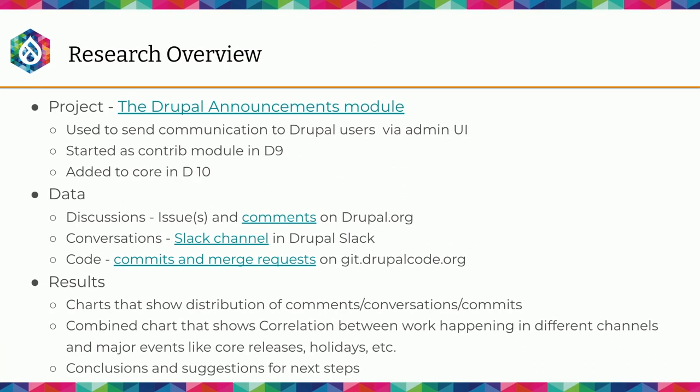We selected the Drupal announcement module. It started as a contrib module in Drupal 9, and it was added to core in Drupal 10. It's a very important module that allows direct communication with Drupal users via the admin UI. It is especially important with Drupal 7 end of life to notify users of important notifications. We used three data sources: conversations in issues and comments, conversations in Slack, and we also analyzed commits data.